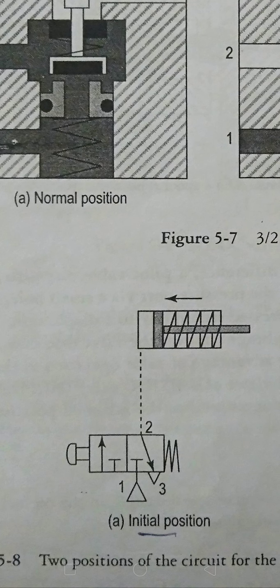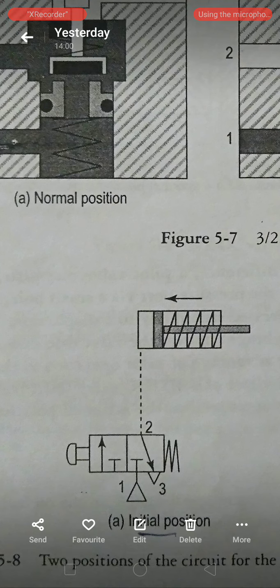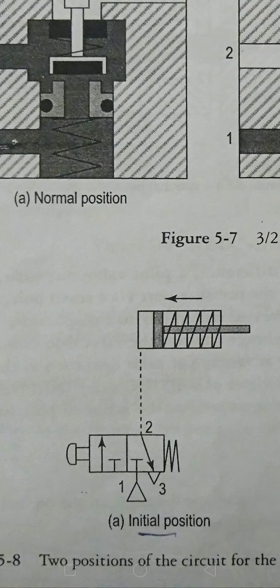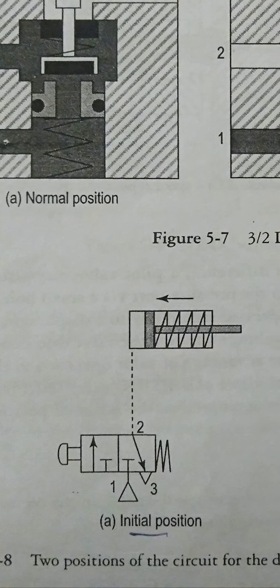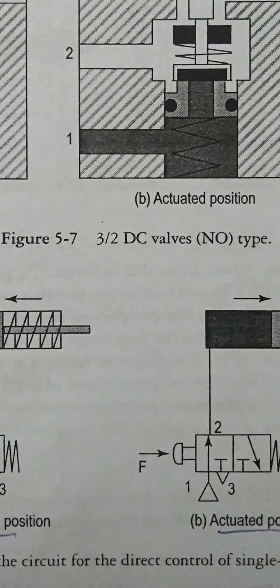So in the initial position you can see 2 is connected to 3, and the piston is moving towards the left side. It is a single acting spring return piston cylinder assembly. So the initial position is that the piston is at the left side, and the dotted line shows the return line. From 2 the air enters the valve and exhausts through port 3. So when you apply the push button, the valve gets actuated.